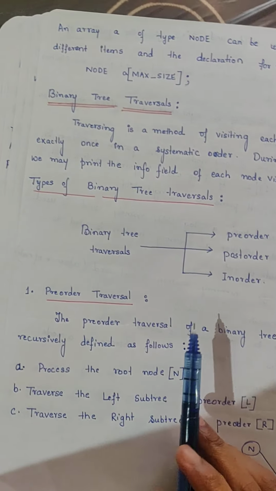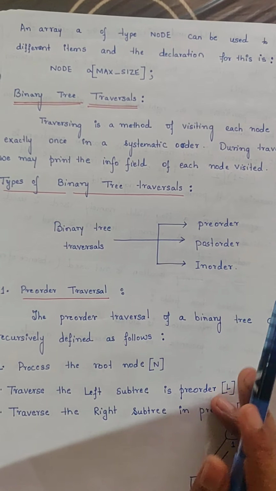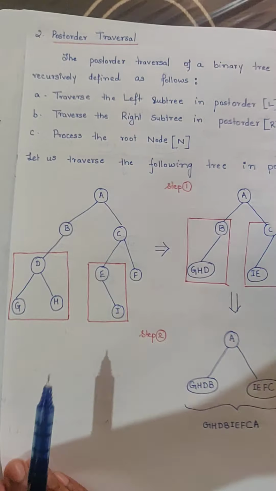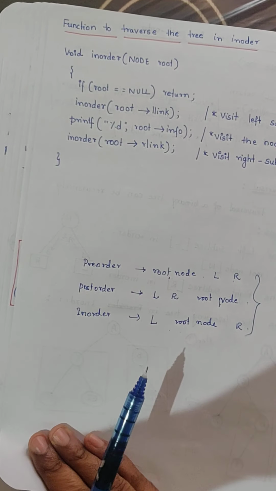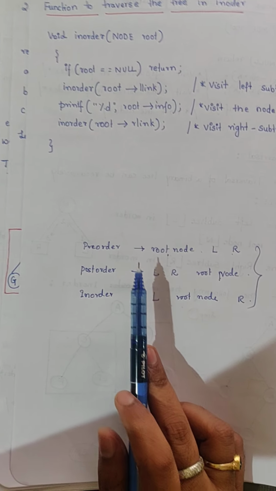Next, the final topic which we had is binary tree traversals. We have come across pre-order, post-order and in-order. I have explained all the three types of traversals in my video, and I have just summarized it at the end so that it becomes easy for you to understand.